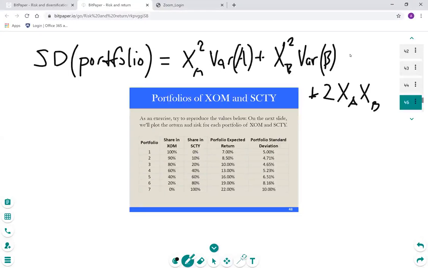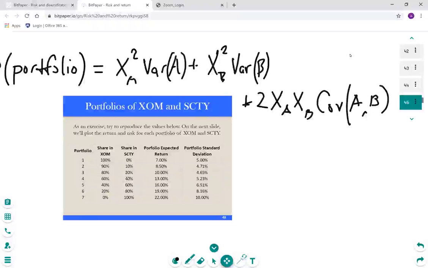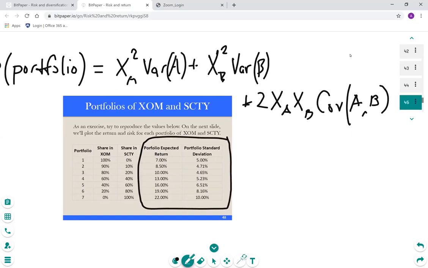I put up the formula for that above this slide to remind you what it looks like. It's the square of the share of the portfolio in A times the variance of A, plus the square of the share of the portfolio in B times the variance of B, plus 2 times the individual shares times the covariance. And we can apply that to this case of ExxonMobil and Solar City, and we can arrive at the returns to a portfolio and the standard deviations of the portfolio, which are based on different shares in each one.